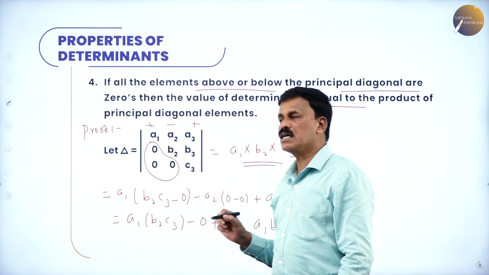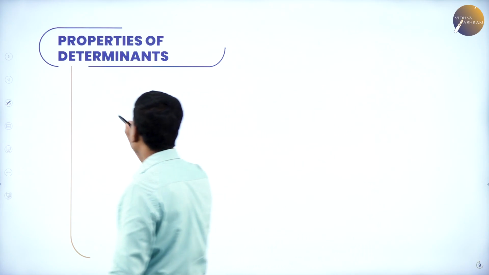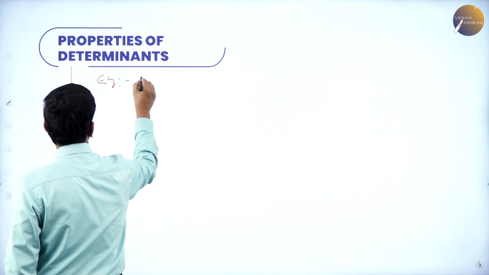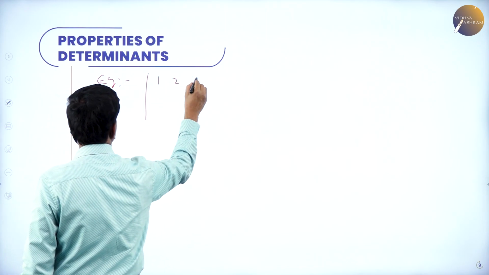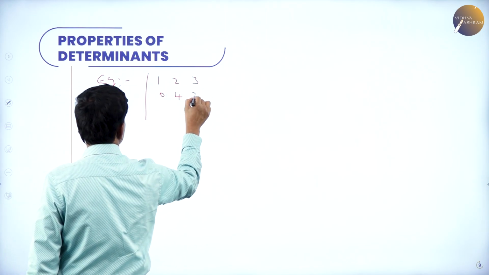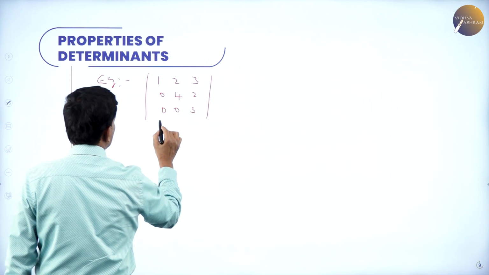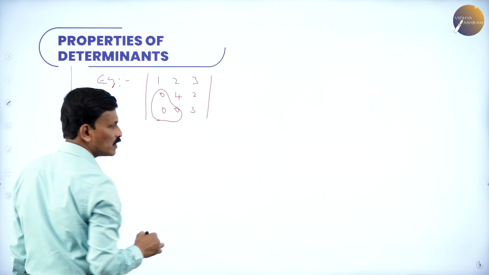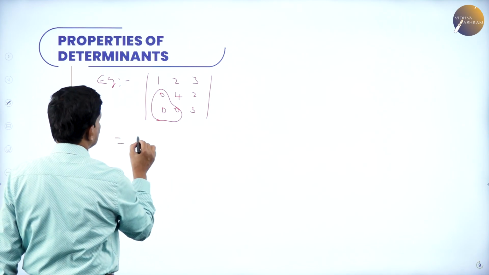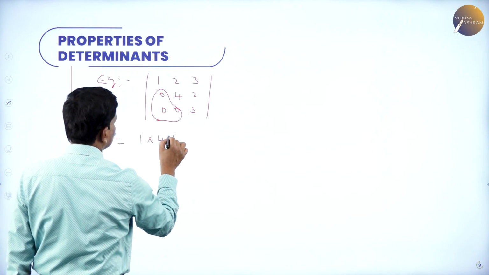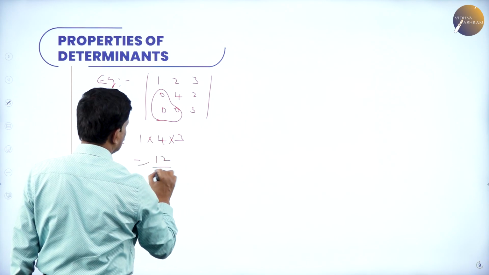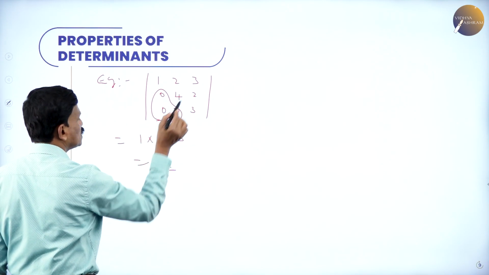Now let us take an example. For example, consider this 1, 2, 3, 0, 4, 2, 0, 0, 3. Then see here, all the elements below the principal diagonal are 0. The value of the determinant is equal to 1 into 4 into 3. This is nothing but 12. If you want, you can expand it and check.